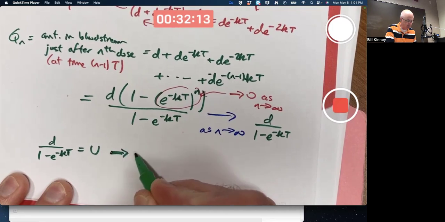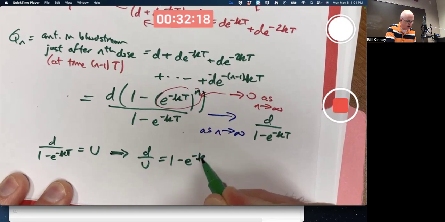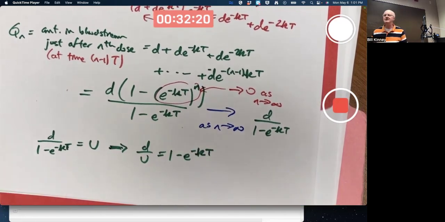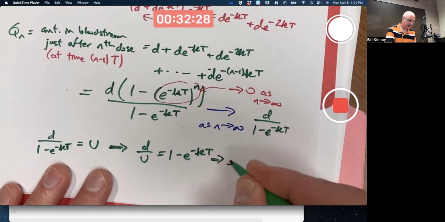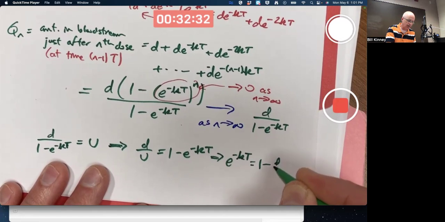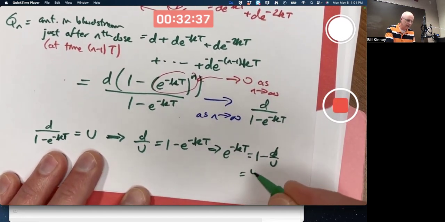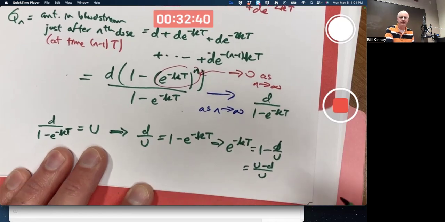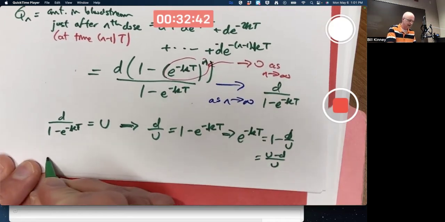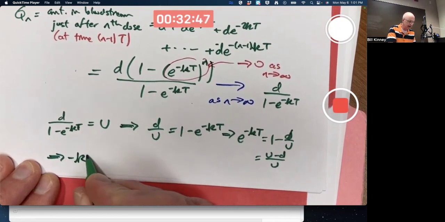It looks kind of hard at first, but if you do a little rearranging, divide both sides by capital U and multiply both sides by 1 minus e to the negative kt, then it looks a little easier. A little more rearranging reveals e to the negative k capital T is 1 minus d over u, which if you like, you can write as u minus d all over u. Trying to solve for capital T, so I take a log of both sides to get rid of the e.